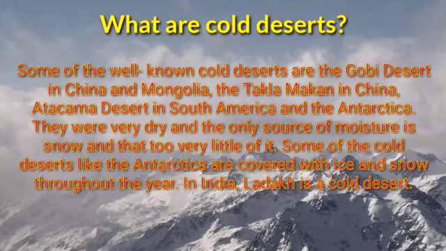The second important type of desert is called cold deserts. What are cold deserts? Some of the well-known cold deserts are the Gobi Desert in China and Mongolia, the Taklamakan in China, the Atacama Desert in South America, and Antarctica. They are very dry and the only source of moisture is snow, and that too very little of it. Some of the cold deserts like Antarctica are covered with ice and snow throughout the year. In India, Ladakh is a cold desert.